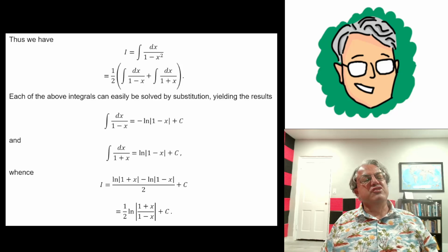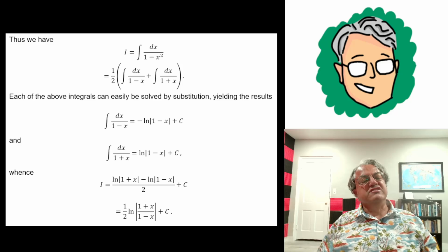We can split this into two integrals. We get the integral dx over 1 minus x plus the integral dx over 1 plus x. And these are both very easy integrals to solve. If you like, you can solve them by substitution. I'm not going to work out all the steps, but it's pretty easy to see that the first integral, dx over 1 minus x, is just minus ln of absolute value of 1 minus x plus c for some integration constant c.